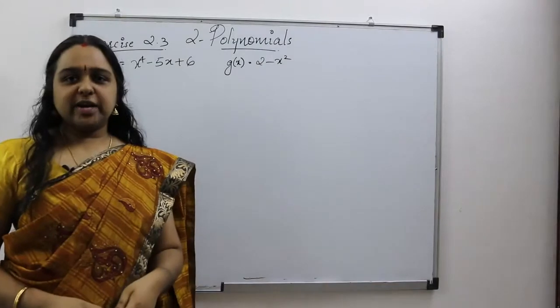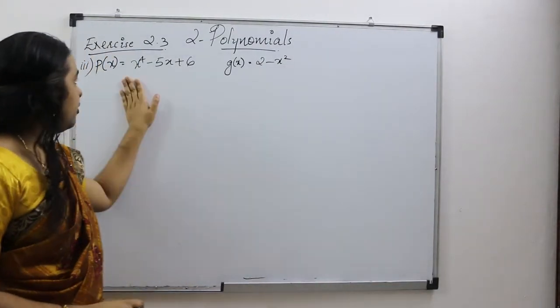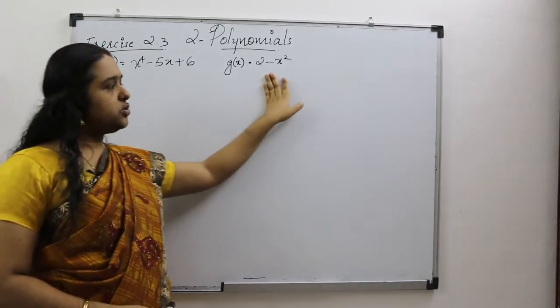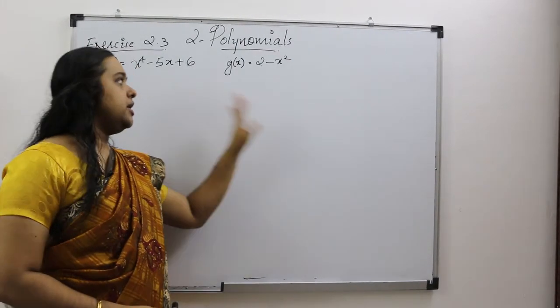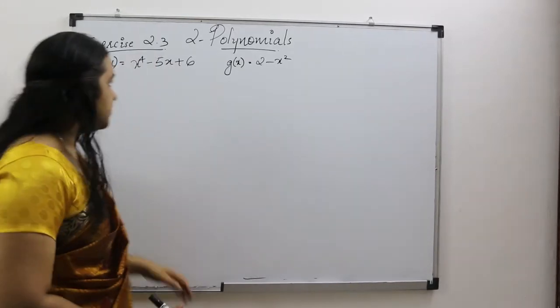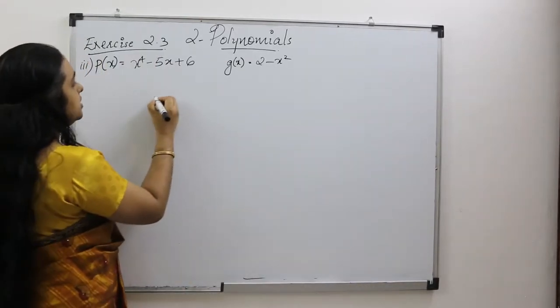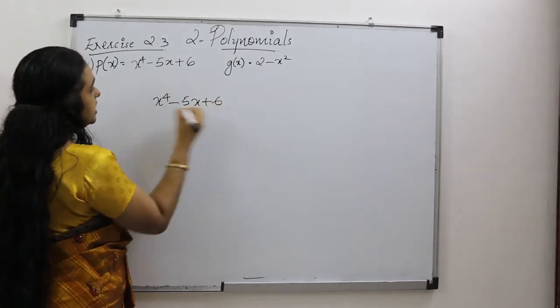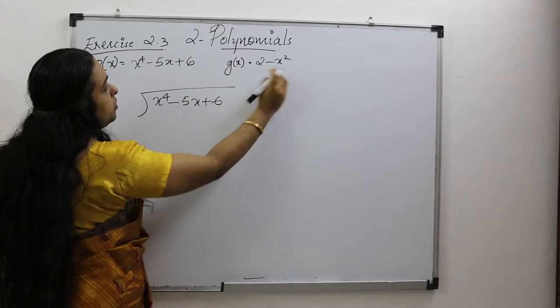Okay, let's move on to our next problem. p of x equals x raised to 4 minus 5x plus 6 and g of x equals 2 minus x square. We have to divide p of x by g of x. Okay, let's start the division process. That is x raised to 4 minus 5x plus 6 divided by 2 minus x square.